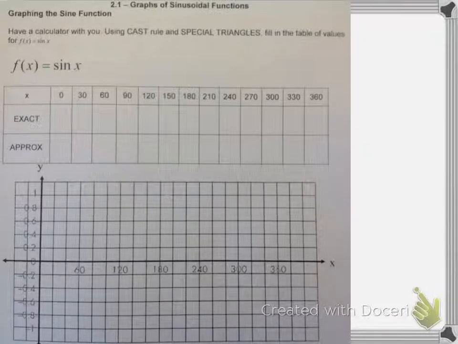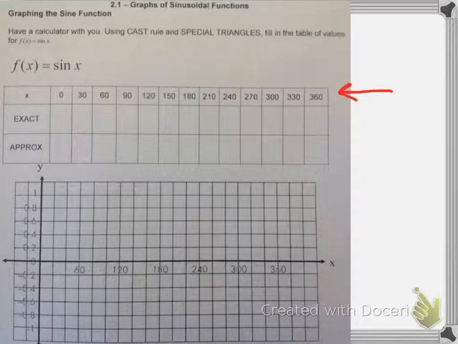2.1 is pretty easy. So have a calculator with you. What we want to do is list two values for all of the degrees that you see written, let's go for red here. So these are the angles that we're going to look at. The exact value means that you're going to take the value from the special triangles. That's from Unit 1. The approximate answer is going to be what you get from sticking the question in your calculator. So let's look at the first one, 0 degrees.